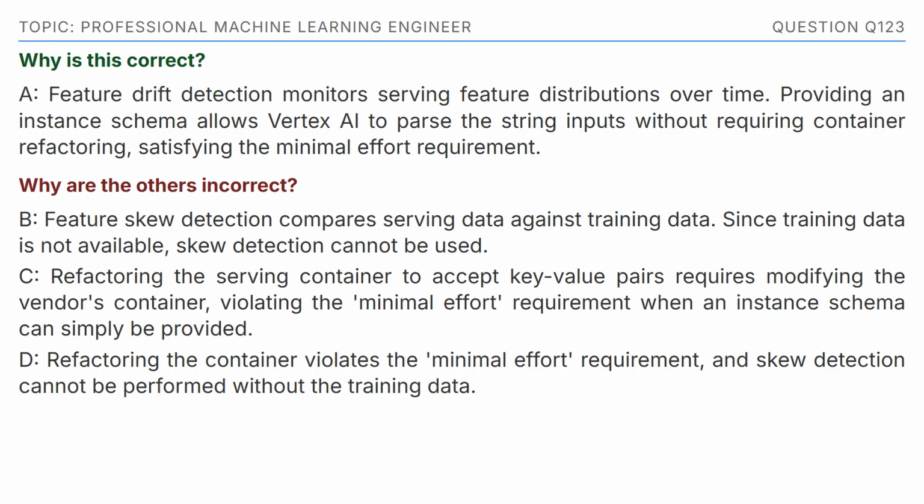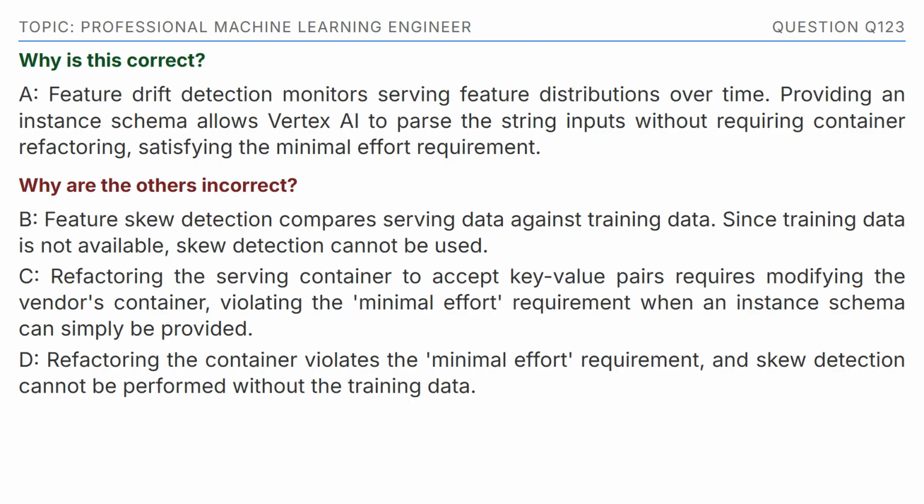Why is this correct? A. Feature drift detection monitors serving feature distributions over time. Providing an instance schema allows Vertex AI to parse the string inputs without requiring container refactoring, satisfying the minimal effort requirement.